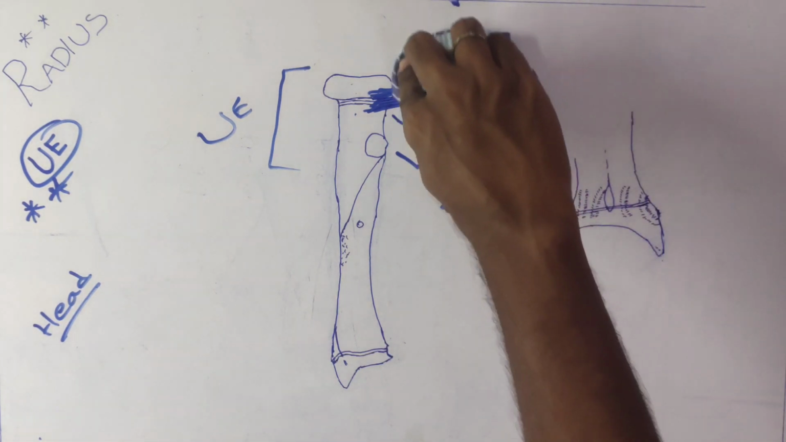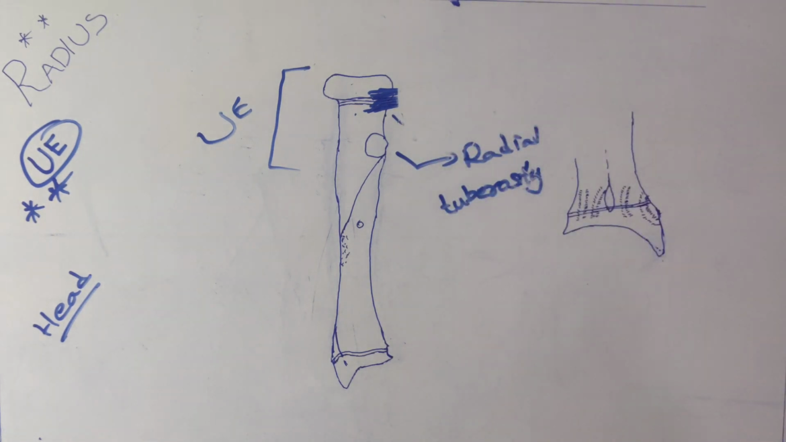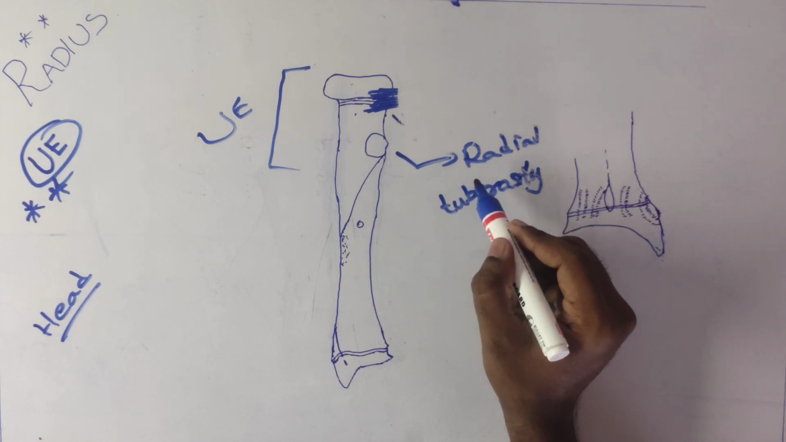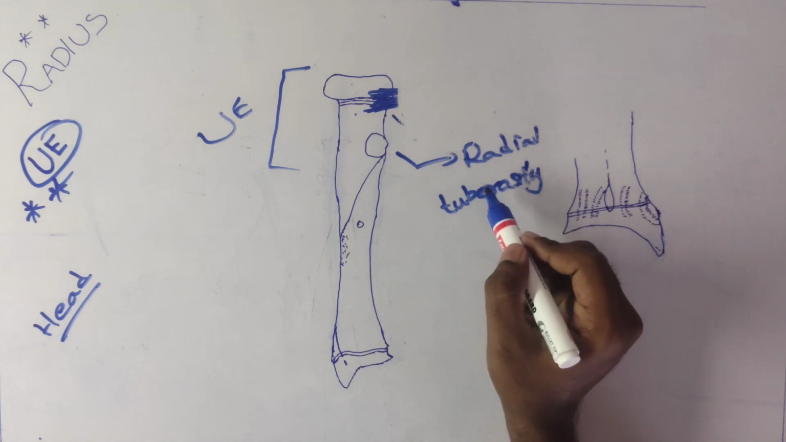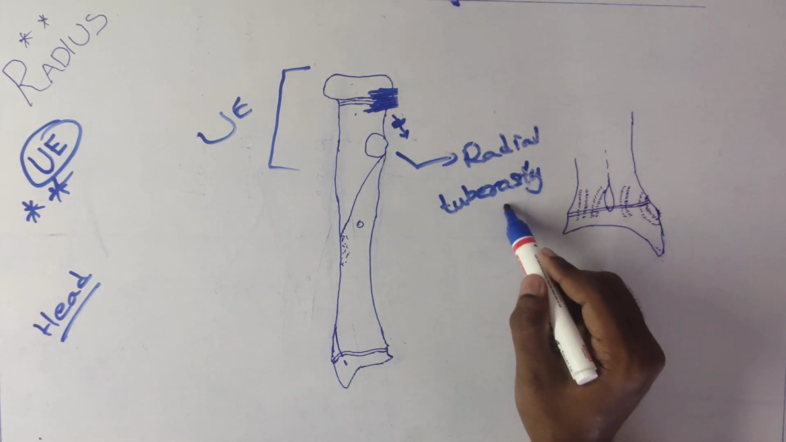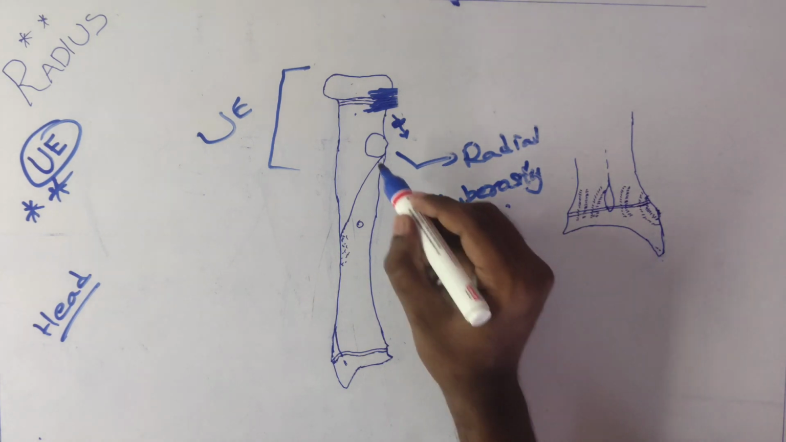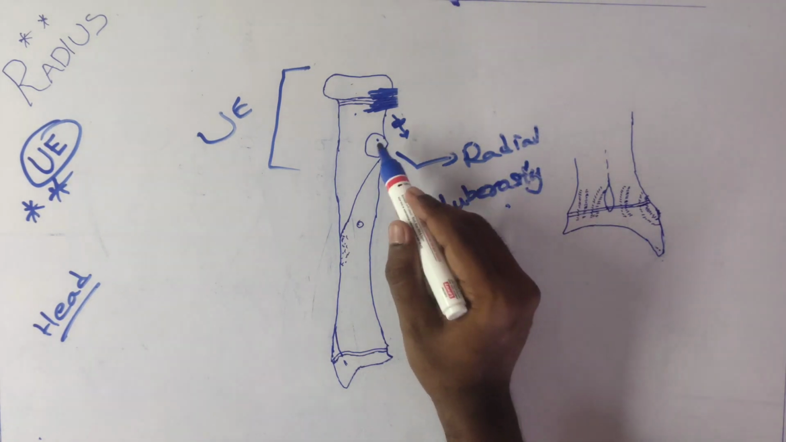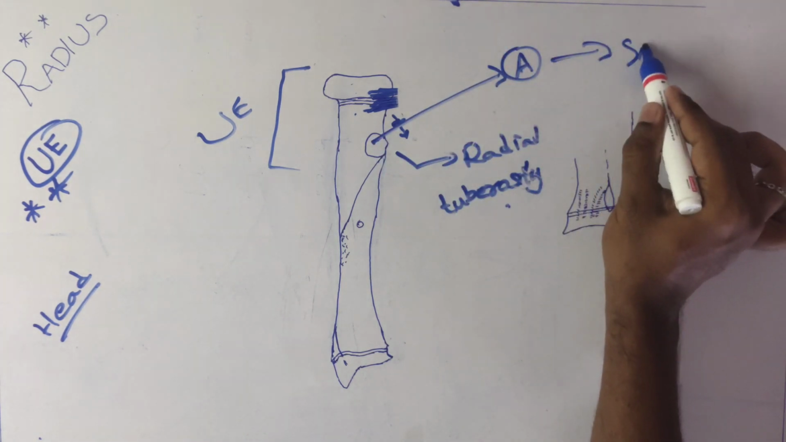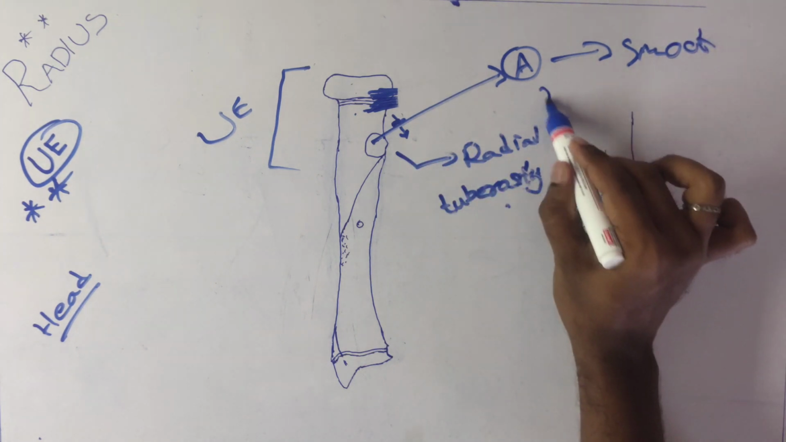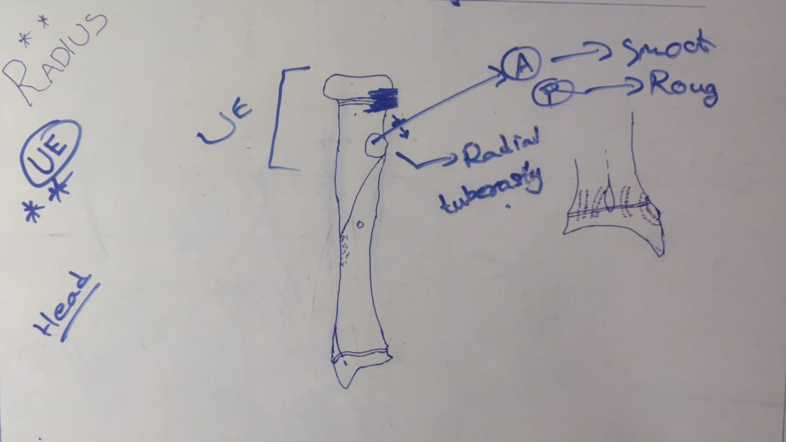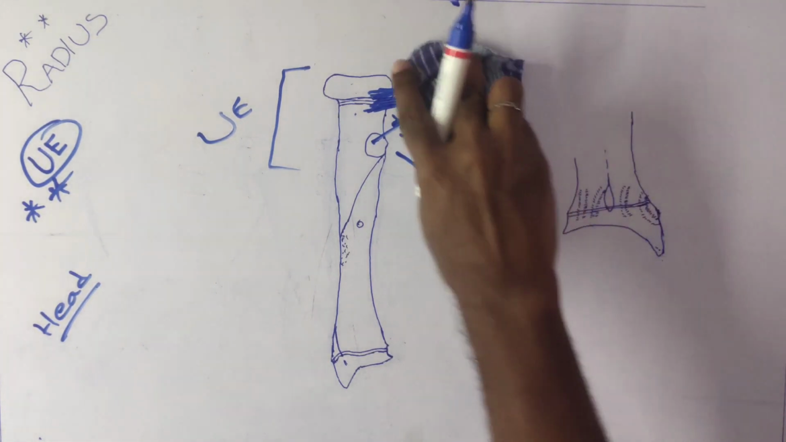Head is completed. Now we will study about the radial tuberosity. The radial tuberosity lies just below the medial part of the neck. Its posterior part is rough and its anterior part is smooth. Okay, and this is all about the upper end of the radius.